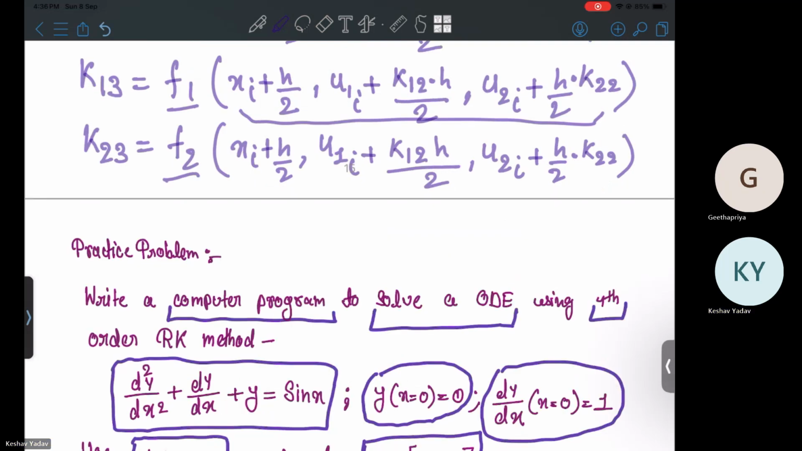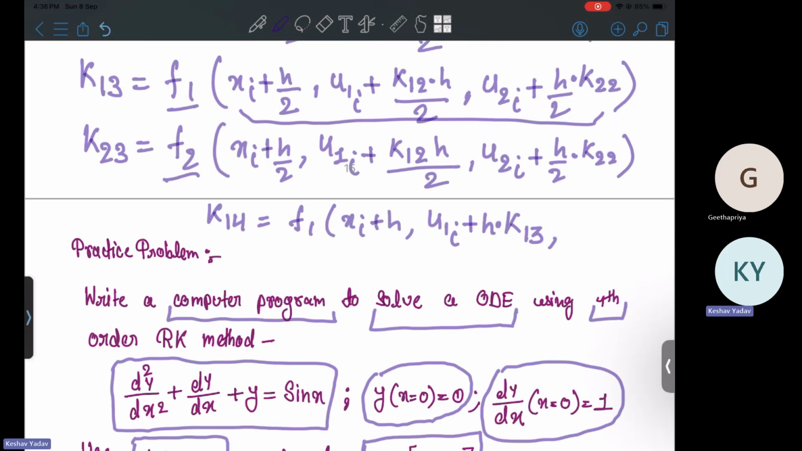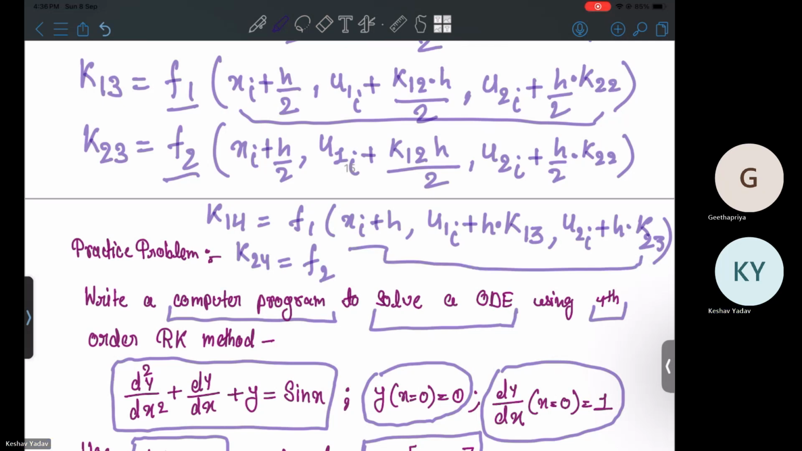Okay. Similarly, for the first equation, fourth value, this will be equal to f1 of xi plus h comma u1i plus h multiplied by k from the first equation, third value, comma u2i plus h multiplied by k from the second equation, third value. Similarly, k24 will be the f2 function. This will be the same. Okay. So this is what it is.